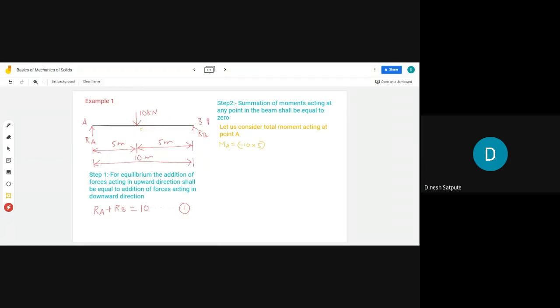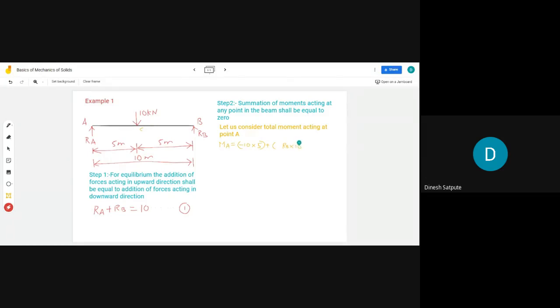Now second, the moment due to the force acting at point B, that is RB multiplied by the distance between points A and B. What is the distance between A and B? It is equal to 10 meter. So plus, the force is RB. We don't know its value, so it is unknown. RB multiplied by the distance of 10 meter. So RB multiplied by 10.